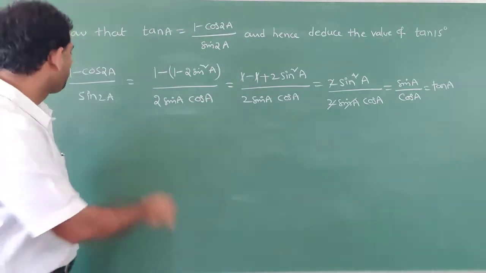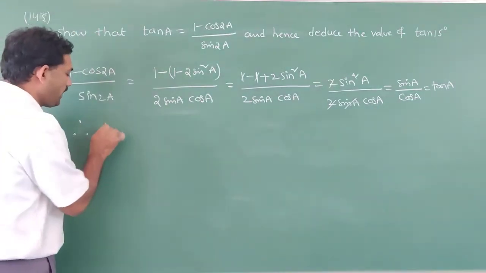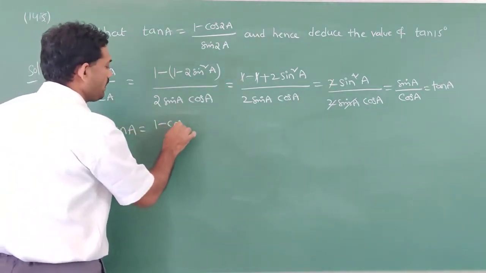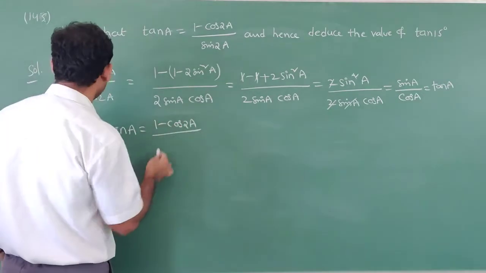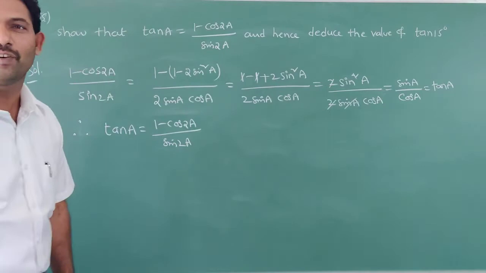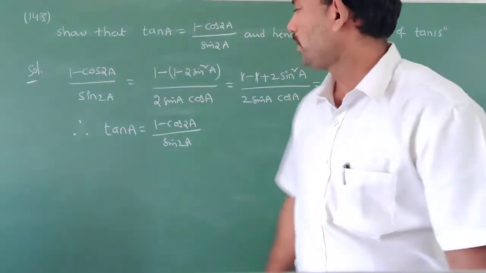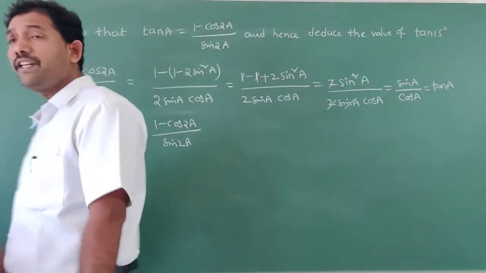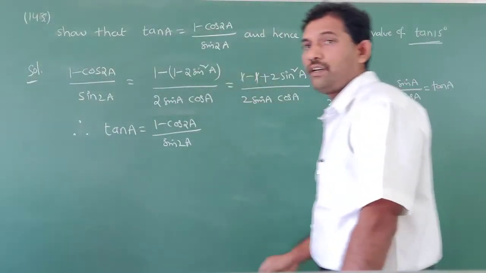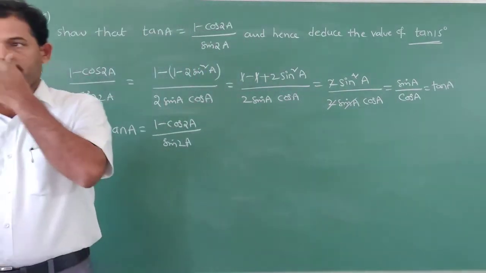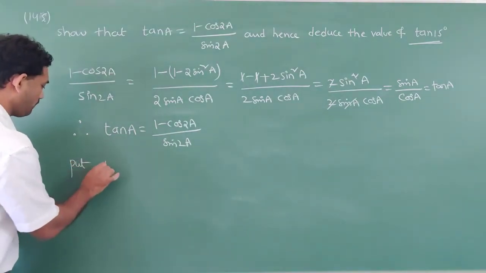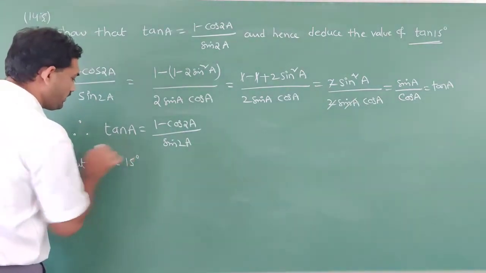Okay, right? So therefore tan A is equal to 1 minus cos 2A divided by sin 2A. This is like formula 1. Now, our aim is to find tan 15 degrees. Using this value, you simplify tan 15 degrees. So put A equal to 15 degrees. Then what happens?